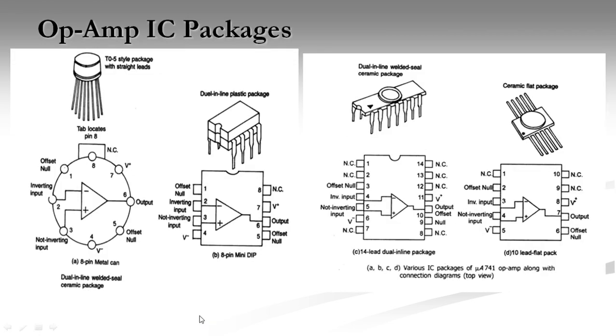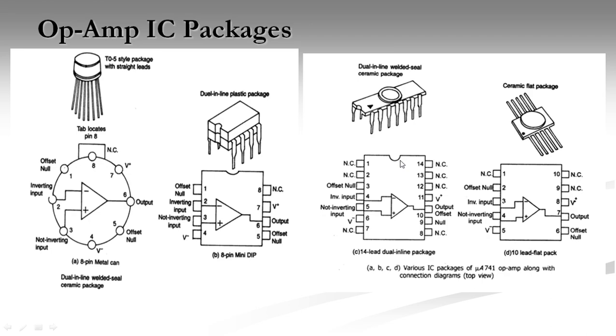Okay, the left side, the diagram shows op-amp IC packages. The first one is a TO5 style package, which is nothing but a metal can package, which has been available in an 8-pin IC. And the second one will be dual inline, which we normally call a DIP package. So we are going to study this one, that is the 8-pin mini DIP. That is nothing but the mu A741 IC. And the pin diagram of this we have already seen in the previous slide.